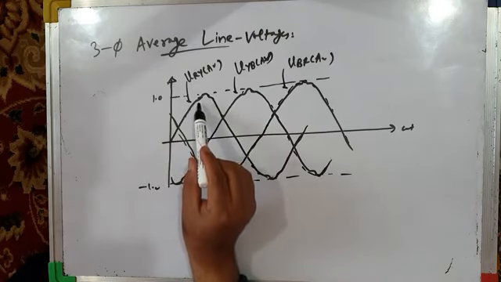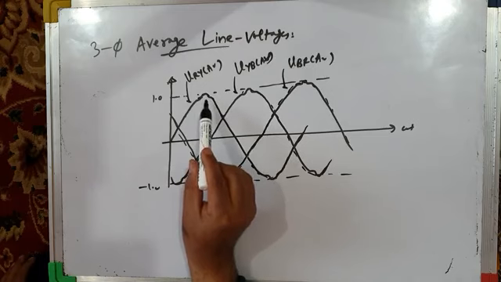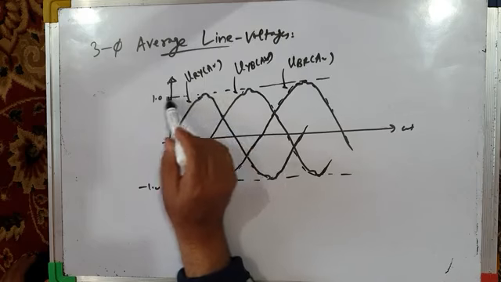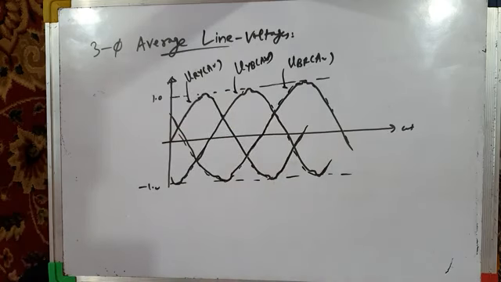This is the same type of waveform as we have seen for m equal to 1.1. The only difference is that the peak of each line voltage was less than 1.0. Here the peak is equal to 1.0. So this is three-phase average line voltages, and we can see that in three-phase average line voltages also, a sort of distortion is introduced. There is distortion in the line voltages.